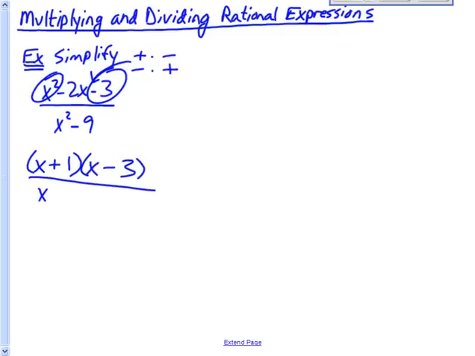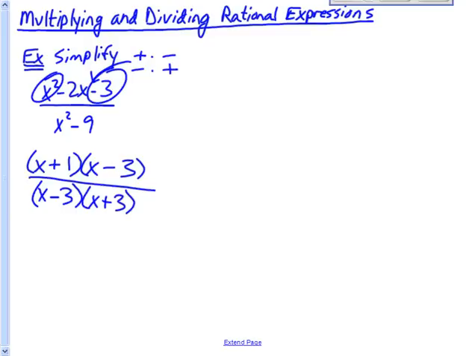So make sure that you remember how to factor. You go ahead and factor the bottom. That's a difference of squares, so x minus 3 times x plus 3. That gives you x squared plus 3x minus 3x minus 9, so those inner two terms will cancel. Okay, so we're at this point.